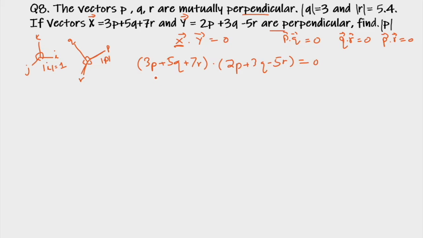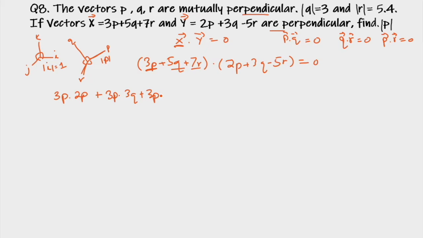And the dot product is distributed. That means each term will have a dot product with each vector in the other bracket. So we will have here 3P dot 2P plus 3P dot 3Q.